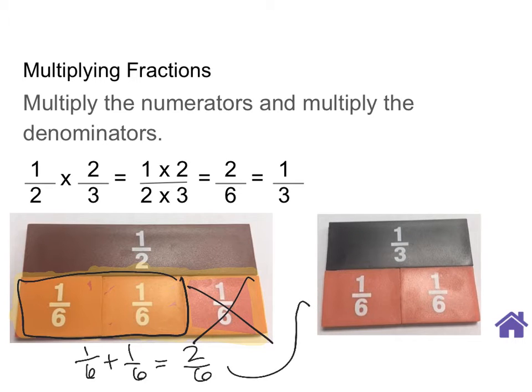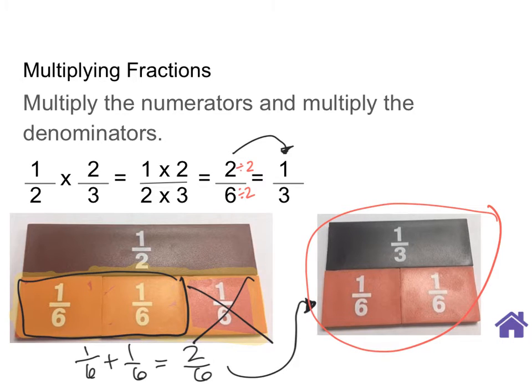So let's look over here. Here is your 2/6. And 2/6 is equal to 1/3. And I show you here how to do that. And you just divide by 2 to simplify on the top and the bottom. And you get that 2/6 equals 1/3.